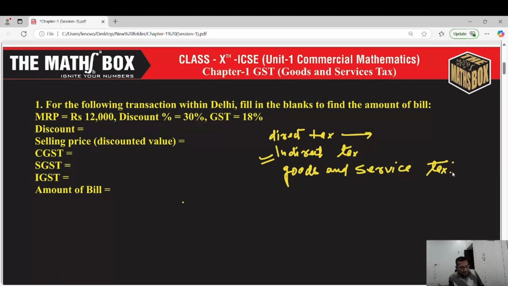So there are two types of business basically, and there are two types of transfer of goods as such also. The one is intrastate, and the other is interstate business. So we'll come back to this, what is interstate and intrastate. First of all, let us understand what GST is as such. So goods and service tax, understand this thing.